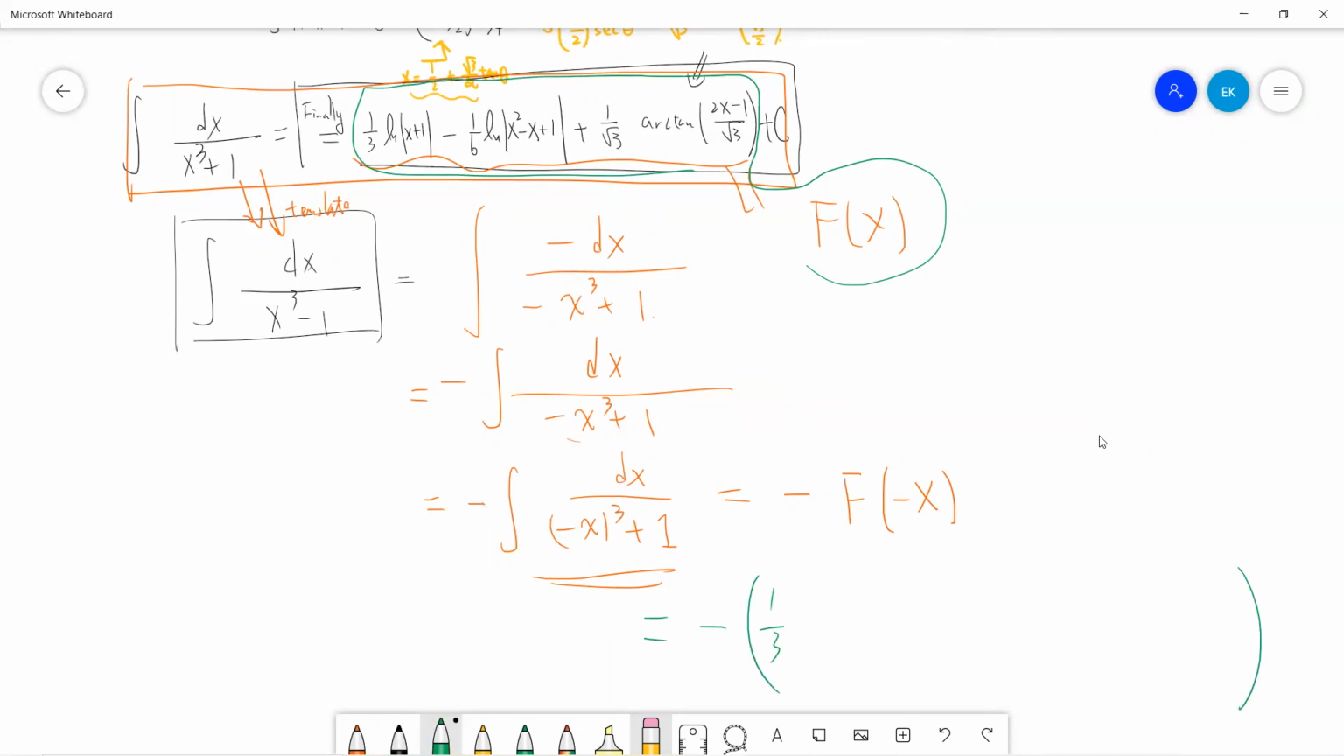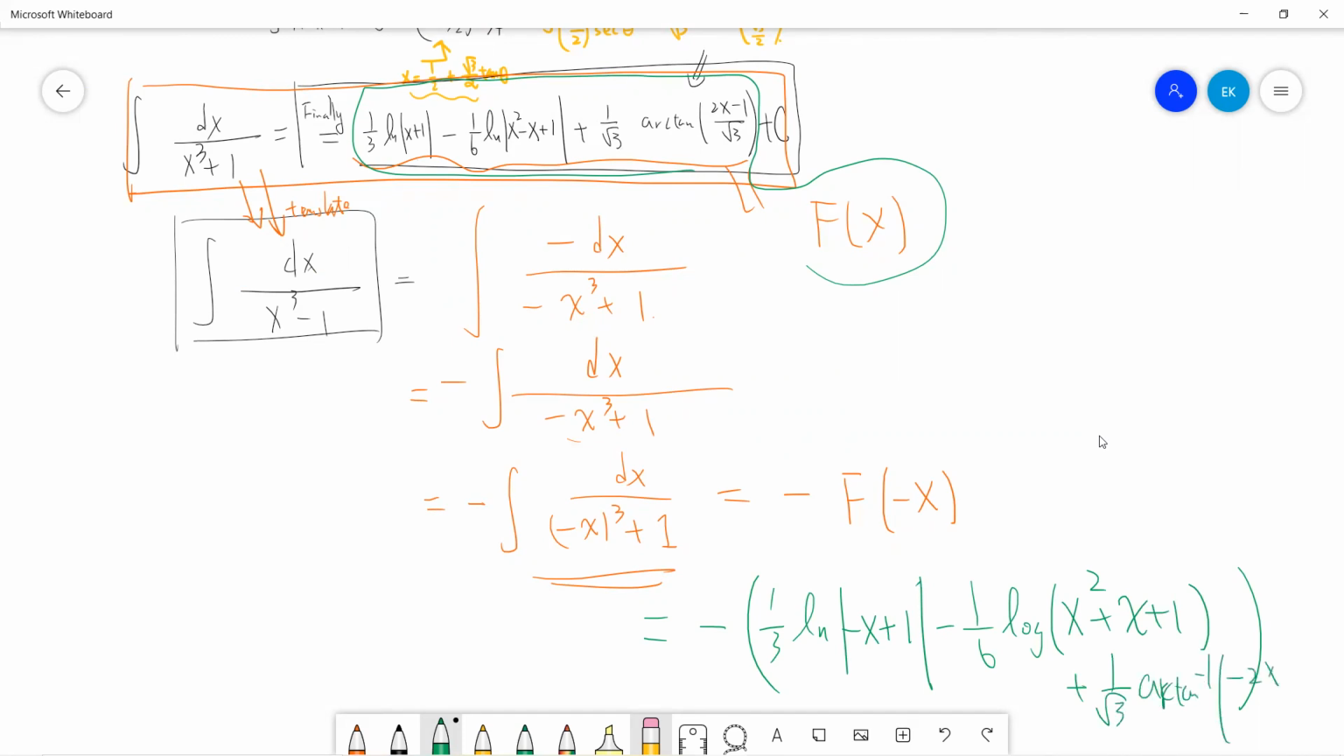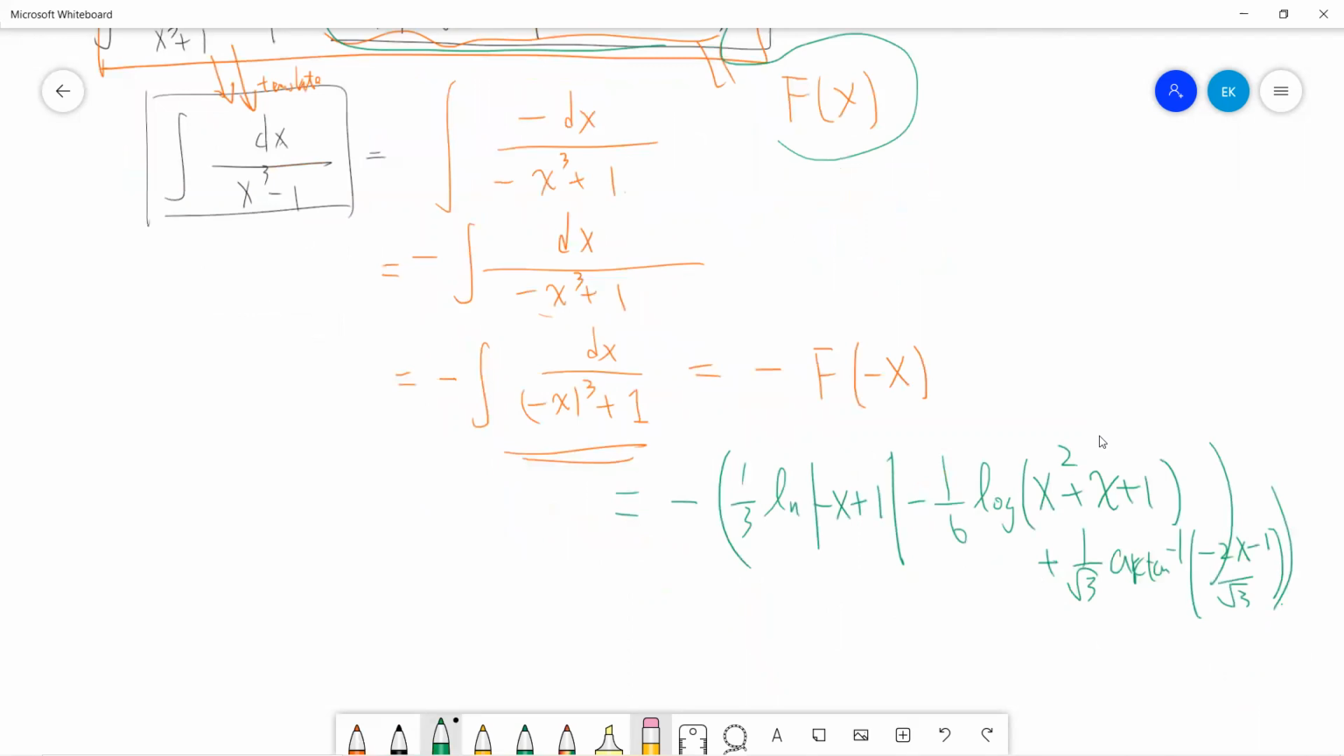So 1 divided by 3 log of absolute value of minus x plus 1, minus 1 over 6 log of x squared plus x plus 1, plus 1 over square root of 3 arctangent of minus 2x minus 1 divided by square root of 3. Let's write carefully. Yeah, this is arctangent. Okay, so yeah, this is the answer.